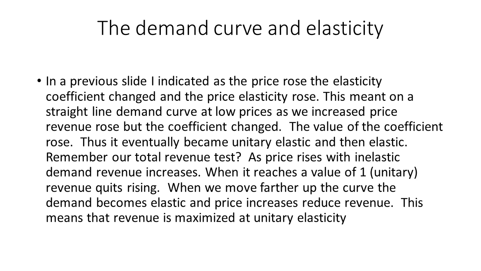In the previous slide, I indicated that as the price rose, the elasticity coefficient changed, and the price elasticity rose. This meant on a straight line demand curve at low prices, as we increased price, revenue rose, but the value of the coefficient rose. Thus, it eventually became unitary elastic and then elastic. Remember our total revenue test? Well, as prices rise with inelastic demand, revenue increases. When it reaches a value of 1, revenue quits rising. When we move farther up the curve, the demand becomes elastic and price increases reduce revenue. This means that revenue is maximized at unitary elasticity.